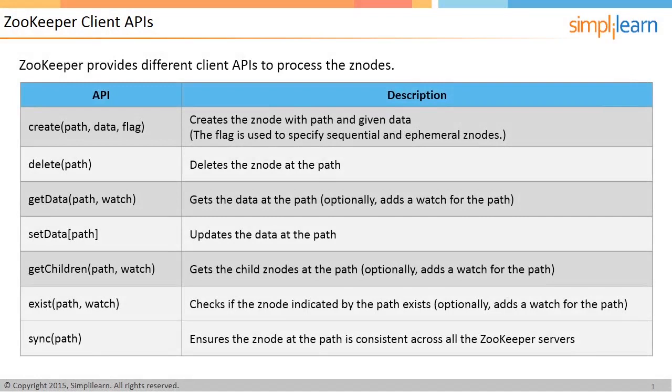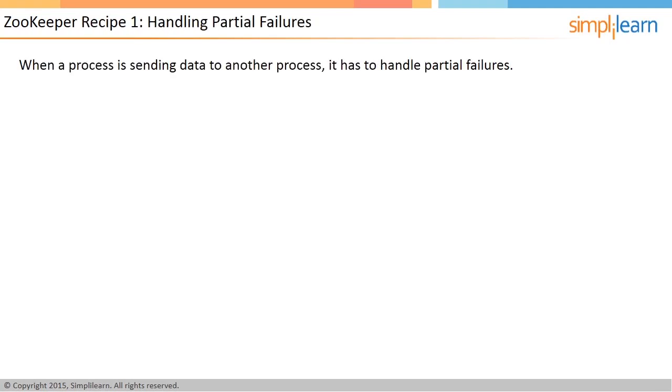When a process is sending data to another process, it has to handle partial failures. Zookeeper provides a recipe to tackle such a situation. In the example given here, Process 2 is trying to send information to Process 1. The receiver creates an ephemeral znode with the same name as the session ID or process name. In this case, the znode is created with the name /process1. The sender keeps a watch on the receiver's znode.